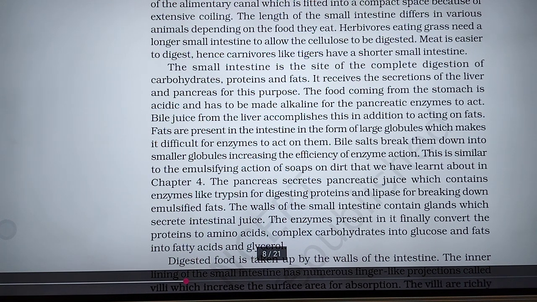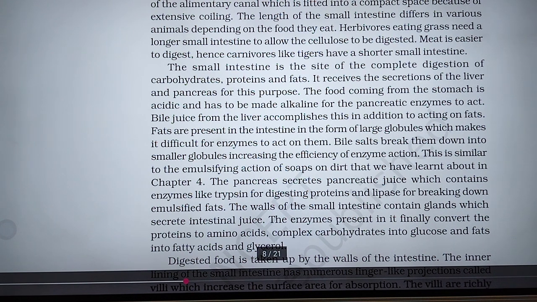Now, fat is present in the intestine in the form of large globules, which makes it difficult for the enzyme to act on them. Bile juice from the liver accomplishes this, in addition to acting on fat. It is difficult for enzymes to act on fat because fat is present in the intestine in the form of large globules.